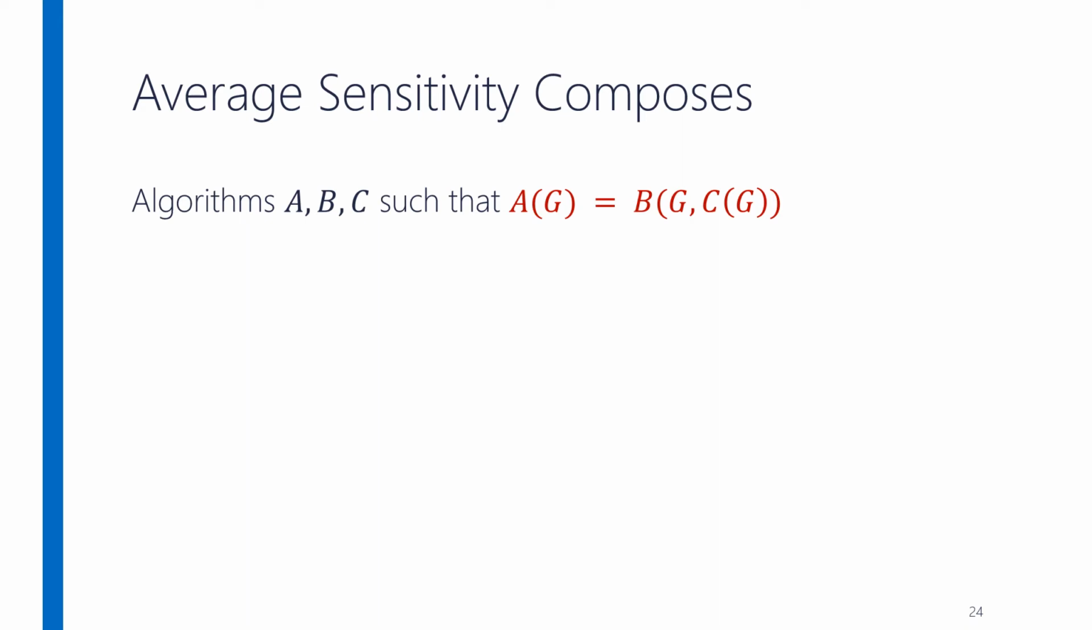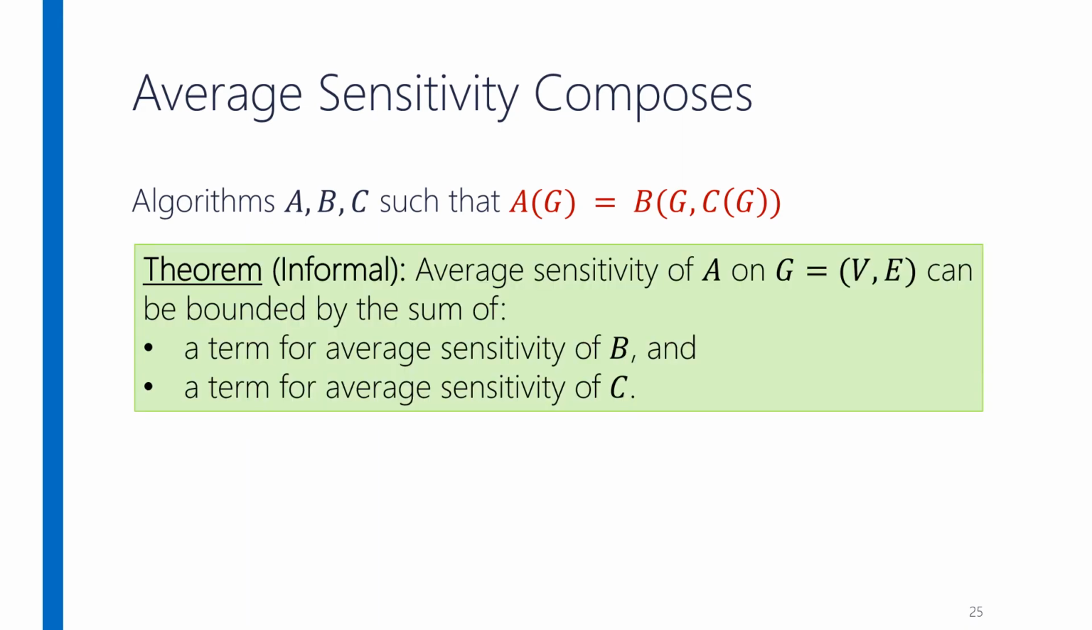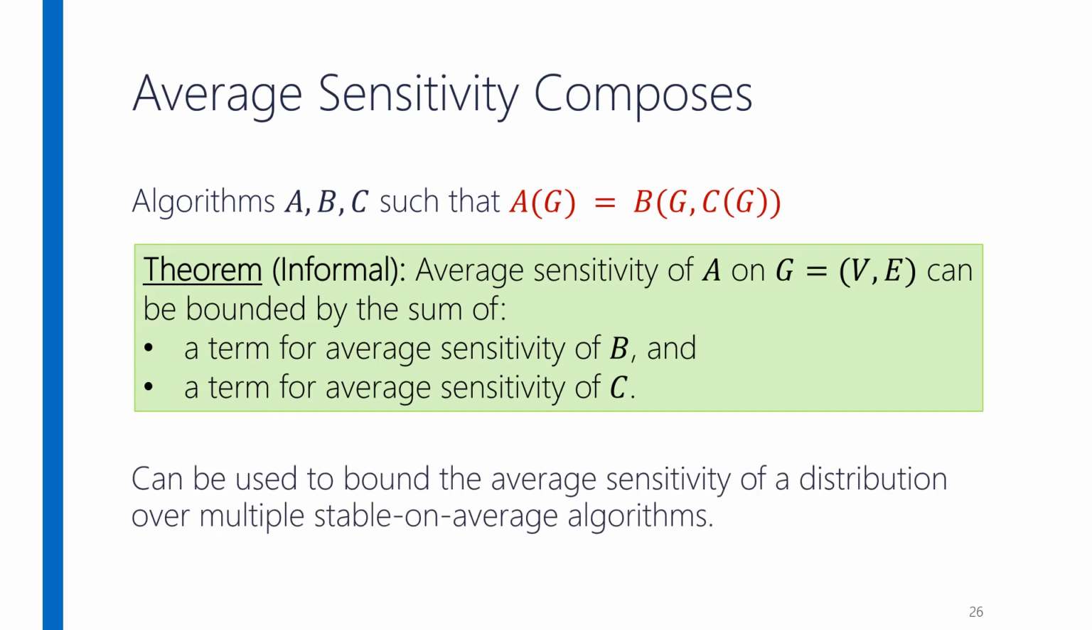Another useful property is that one can compose two algorithms B and C with low average sensitivity to obtain an algorithm A with low average sensitivity. Essentially, the sensitivity of A is the sum of the sensitivities of B and C. This is what the theorem informally says. We use this theorem extensively in our paper to build stable algorithms from component stable subroutines. There is also a corollary of this theorem that is applicable to combine more than two stable on average procedures.